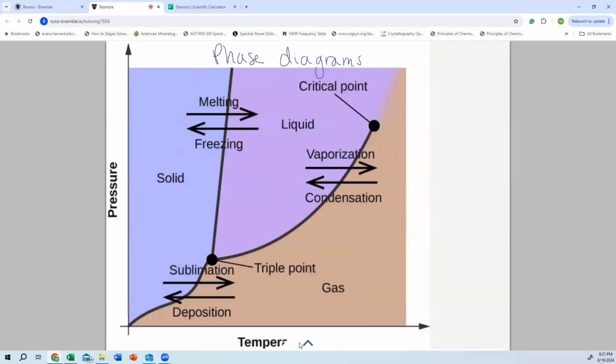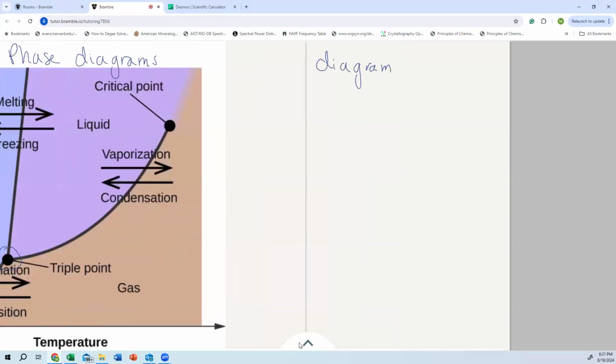So let's look a little bit at the points in a phase diagram. We've got the triple point, which is right here. That triple point is going to be where all three states of matter are in equilibrium.